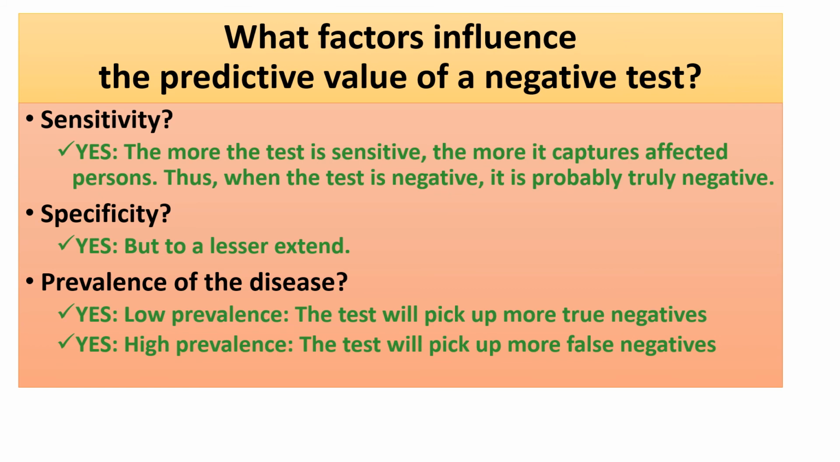What about the prevalence of the disease? The answer is yes. Low prevalence and high prevalence, both of them can affect the predictive value of a negative test. With low prevalence, the test will pick up more true negatives, and with high prevalence, the test will pick up more false negatives.